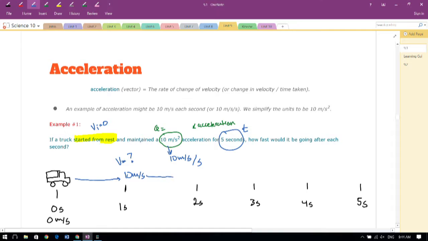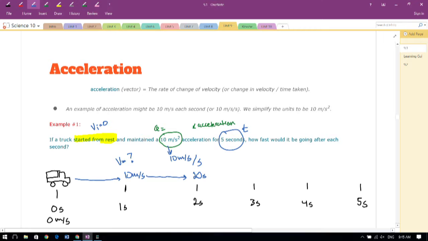How fast would you be going after your next second if you change your velocity by 10 meters per second every second? So if you went from 0 to 10 after 1 second, yeah, that would be correct, Josh. It is maintaining its acceleration. Maybe when we get to the end here, it might make more sense.